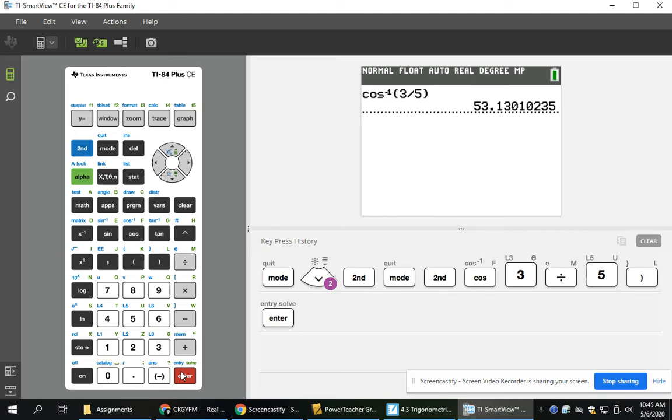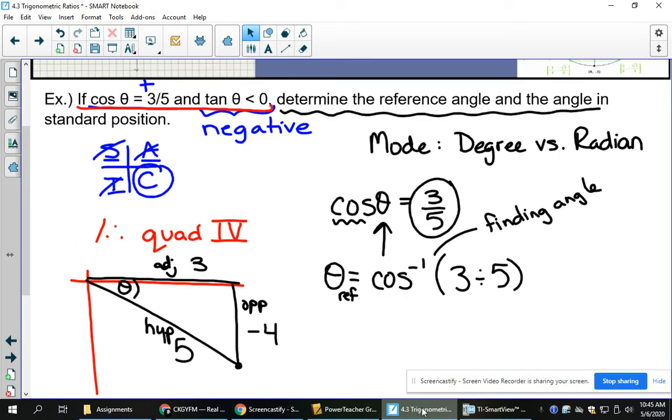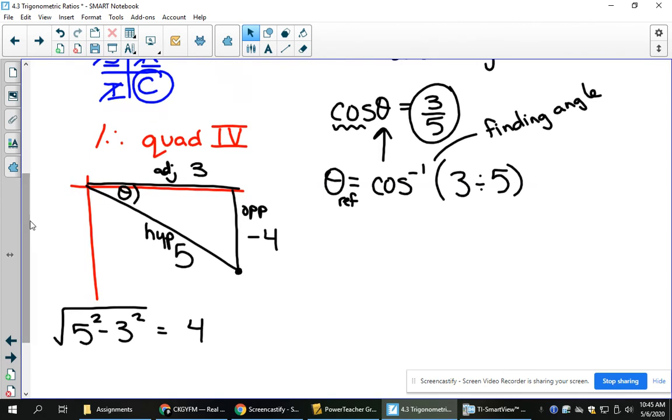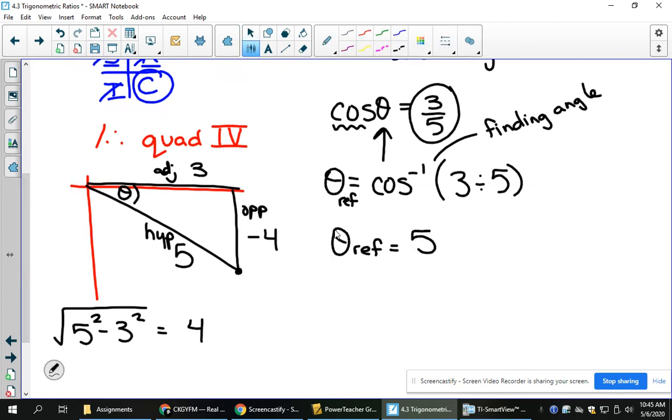I'm just going to round this one to a whole number and say 53 degrees. So my reference angle is approximately 53 degrees. Remember, you have to put the degree symbol because putting no units at all really means radians. So that's part of the answer to the question. What is the reference angle?